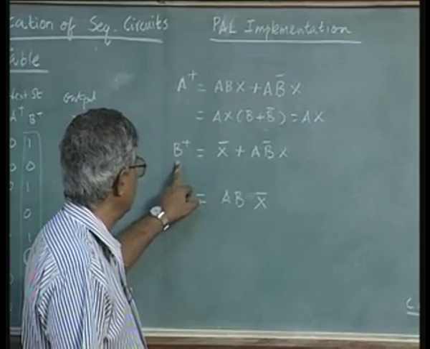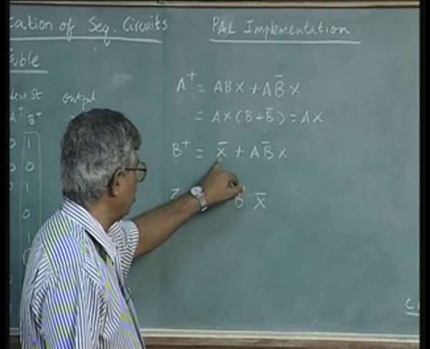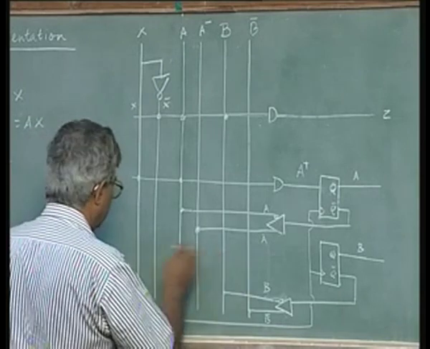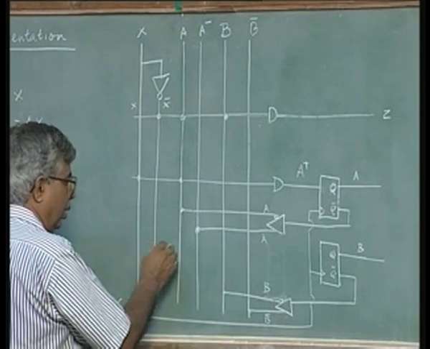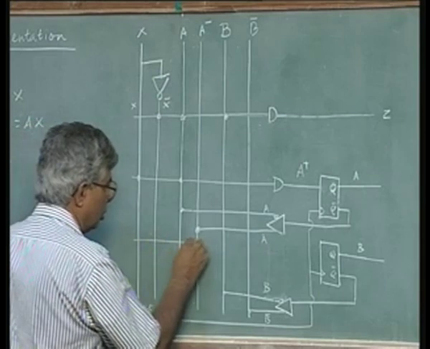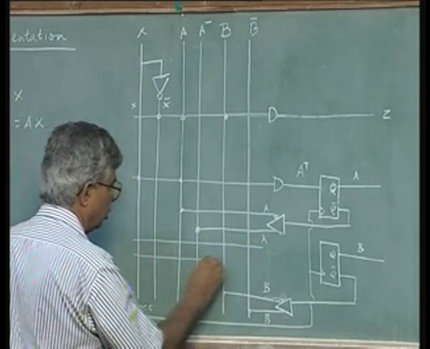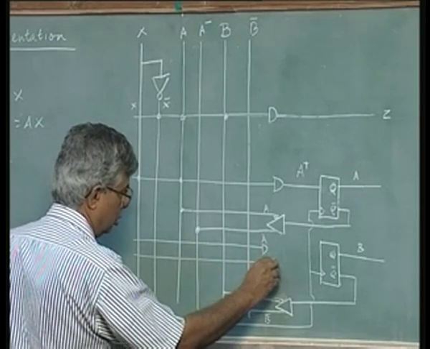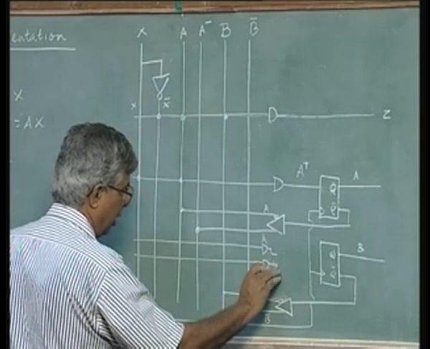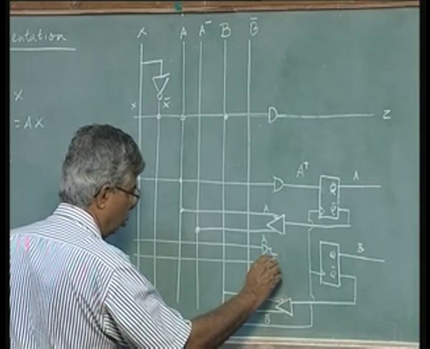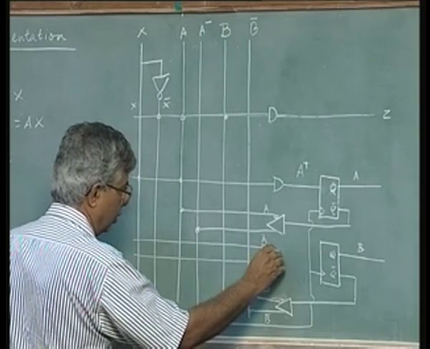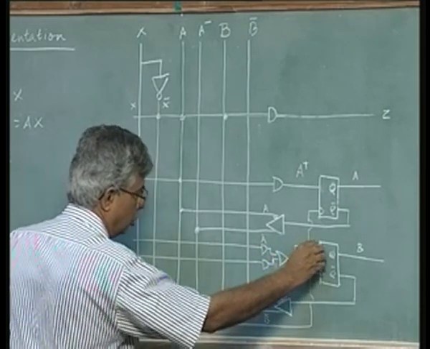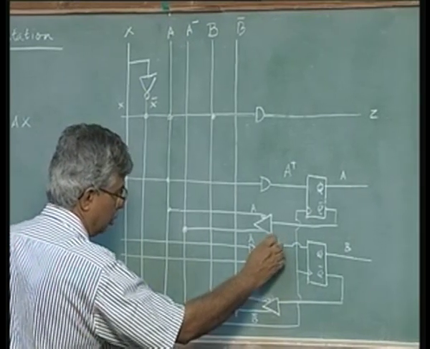And finally B plus has two terms, X bar or A B bar X. So I need two AND gates combined into an OR gate. So one AND gate, another AND gate. This is only a symbolic representation. As I said, in the practical circuit we will have more AND gates feeding to every OR gate. So we have more flexibility and more possibilities. So this is my B plus becomes B.